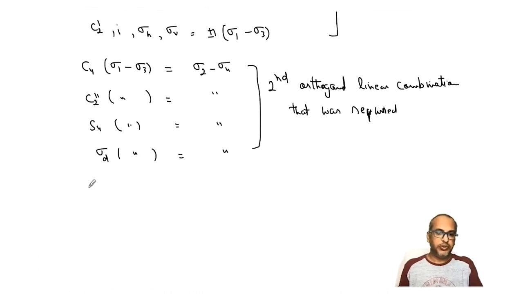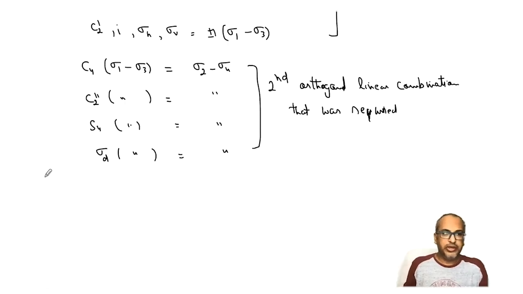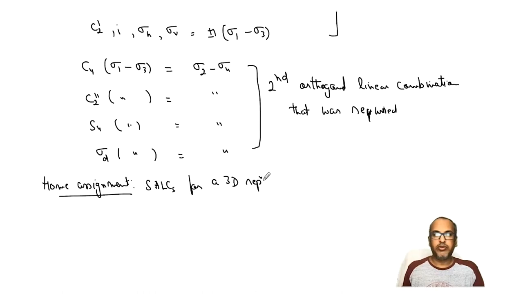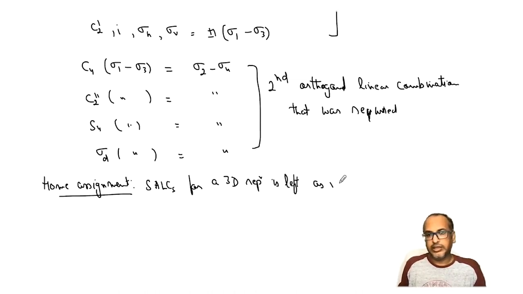And I would suggest you take a molecule and take this as a home assignment, where you will develop SALCs for a 3D representation. Try to pick up some molecule which has tetrahedral or octahedral symmetry and see if you find a 3D representation, and you can get three linear combinations which will jointly form the basis for a 3D representation. This is left as an exercise.